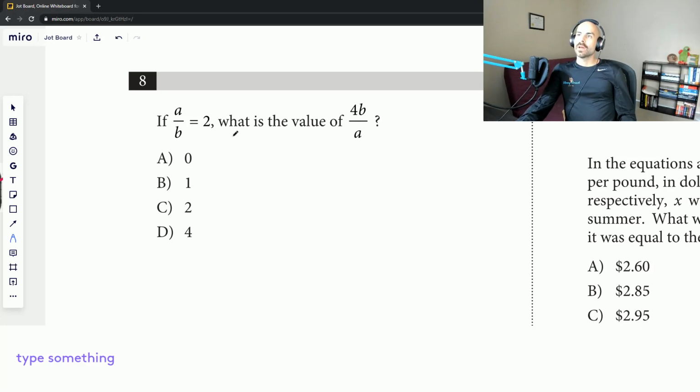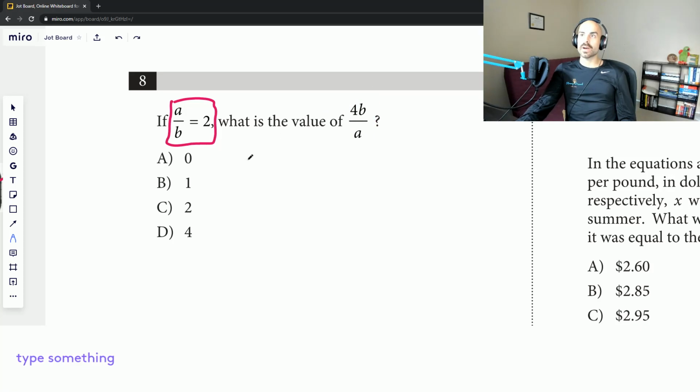All right. Classic question where you can either isolate the variables or rearrange it the way that they're asking us to, or we can plug in our own values. Let's try plugging in our own values here because that's probably the most practical. And we think about a over b equals 2. So what is the value of 4b over a?